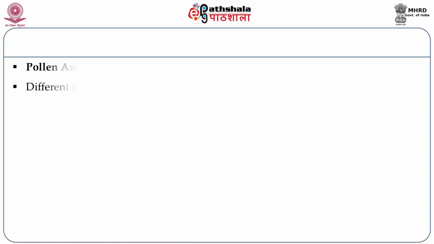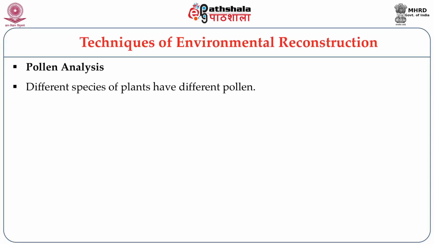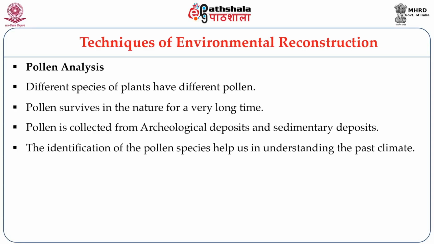The pollen analysis, for example. Pollen is a material that is produced by all flowering plants. This pollen is a very microscopic material, and it is produced in millions. And each and every species of plant has its own pollen. The shell of the pollen has different shapes, so that means we can easily identify the species to which a particular pollen belongs.